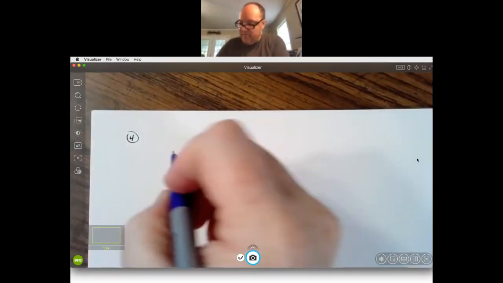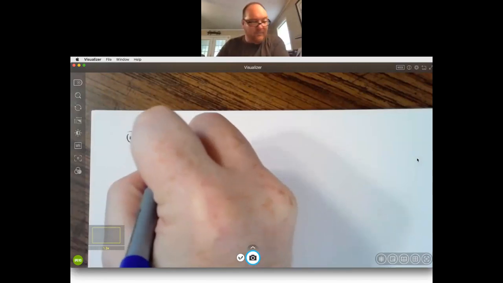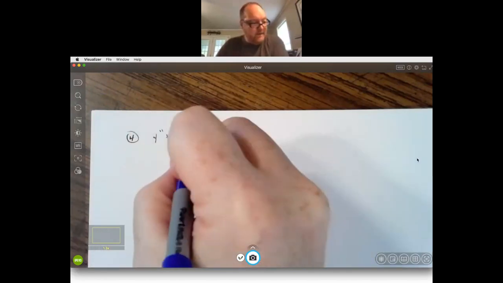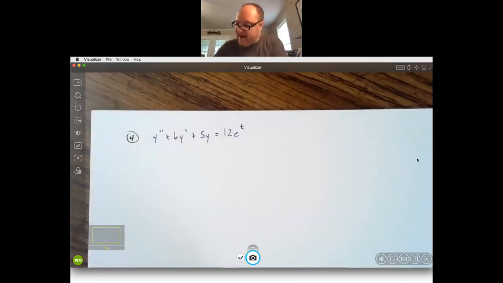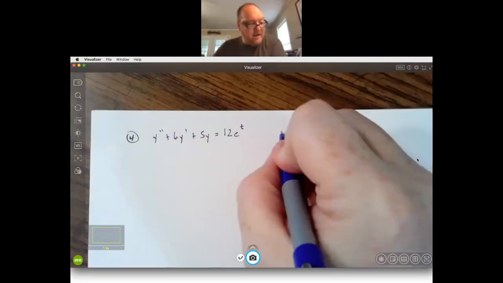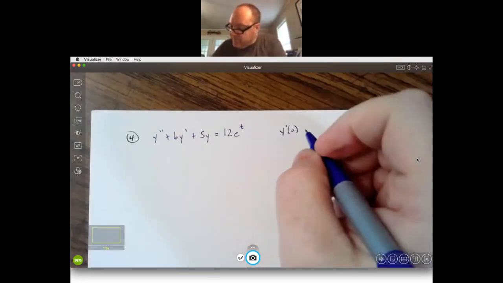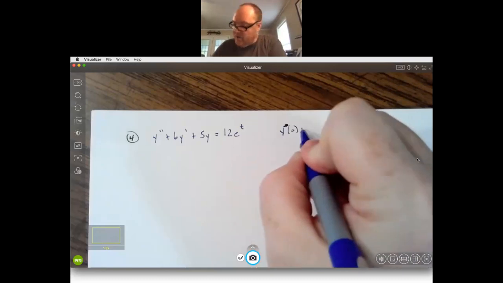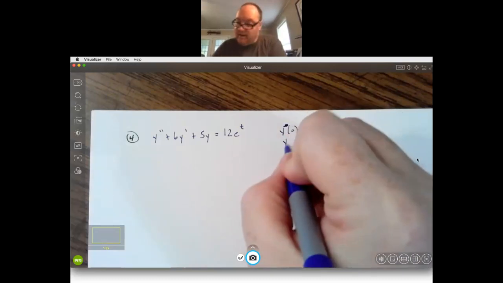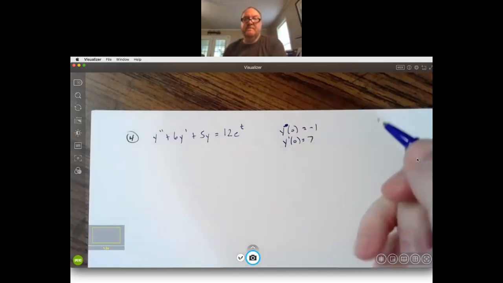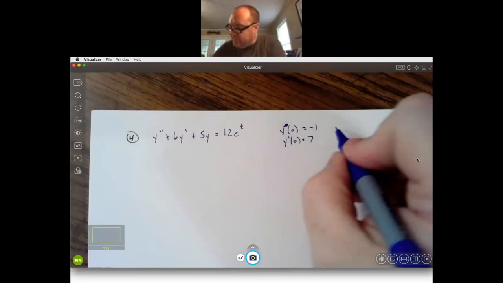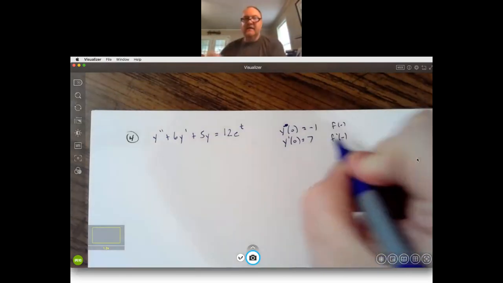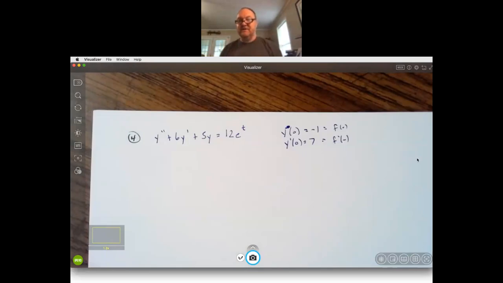Y double prime plus 6y prime plus 5y equal to 12 e to the t. And then I've got initial conditions of y at 0 is equal to -1 and y prime at 0 is equal to 7. And again, that's the same thing as f of 0, f prime of 0. The sheet of transformations that you got are in terms of f of t, not y, but it's all the same stuff.